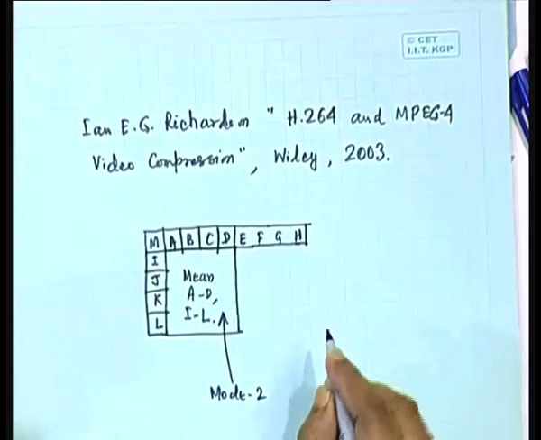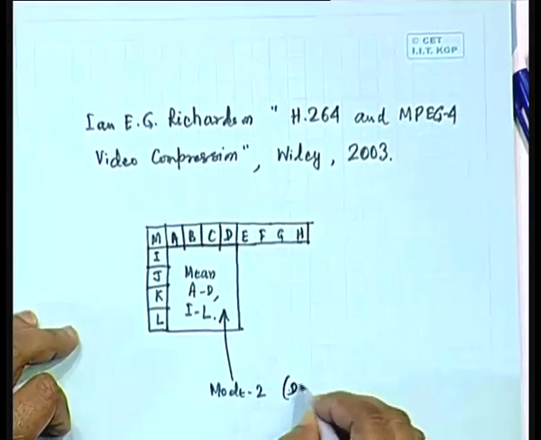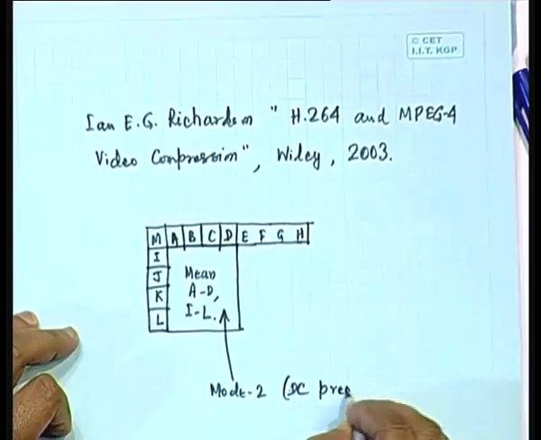So, where are you going to use the DC prediction? Definitely when you find that the block which is to be intra predicted pertains to a very smooth area, and there is hardly any variation with respect to its horizontal neighbors or vertical neighbors, then it makes much sense in going in for the computation of the mean of A to D and I to L in mode 2. So, mode 2, as I was telling you, although it is numbered as 2, it is not exactly a directional prediction, but it is a DC prediction.